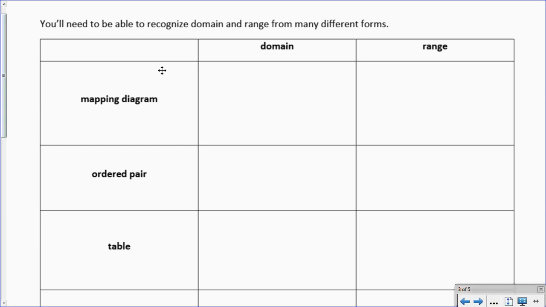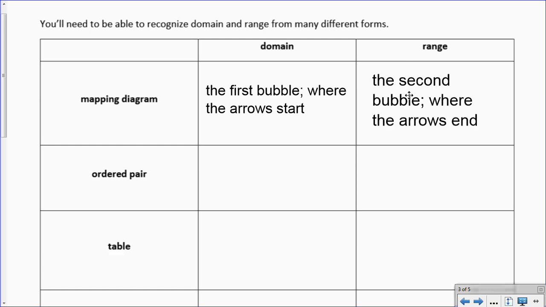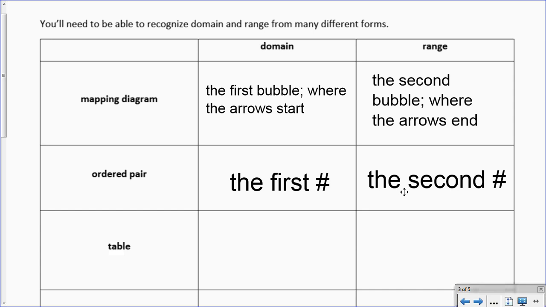All right? The domain of a mapping diagram is basically all the numbers in that first bubble. And those are the numbers where the arrows start. Okay? So all those numbers in that first bubble, you just list them out and that's your domain. The range are all the numbers in the second bubble where the arrows end. Okay? With ordered pairs, domain is made up of the first numbers of each ordered pair. The range is made up of the second numbers for each ordered pair.